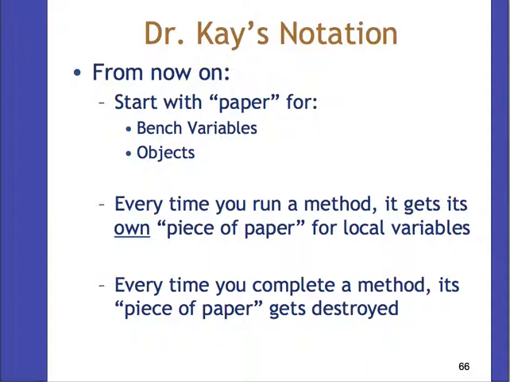But then every time you run a new method, it's going to get its own piece of paper for local variables. And every time you complete that method, that piece of paper gets destroyed. So you run the method a second time, it gets a whole new piece of paper. Finish the method, you destroy it, run it a third time, new piece of paper, and so on.